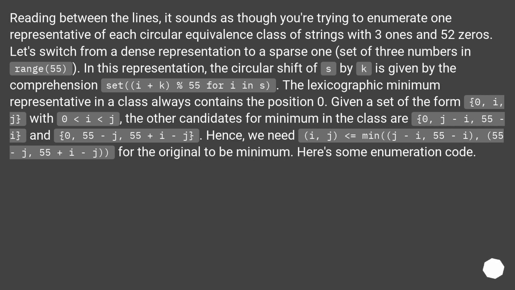Given a set of the form {0, I, J}, with 0 < I < J, the other candidates for minimum in the class are {0, J-I, 55-I}, {0, 55-J, 55+I-J}. Hence, we need (I, J) <= min((J-I, 55-I), (55-J, 55+I-J)) for the original to be minimum. Here's some enumeration code.